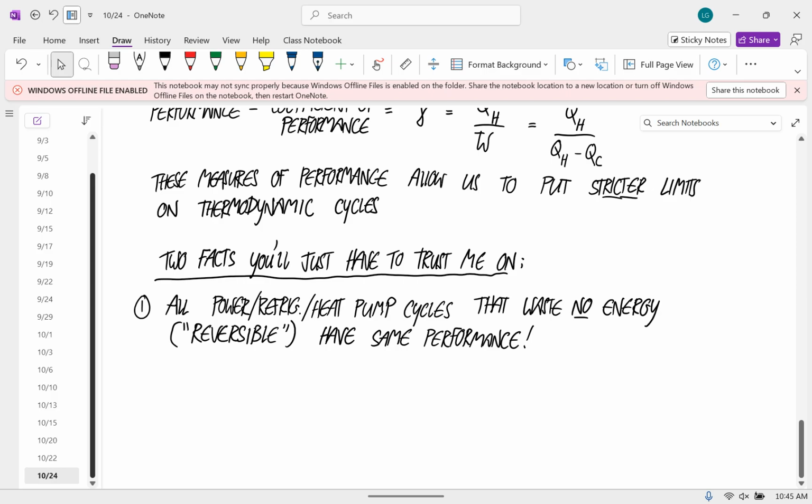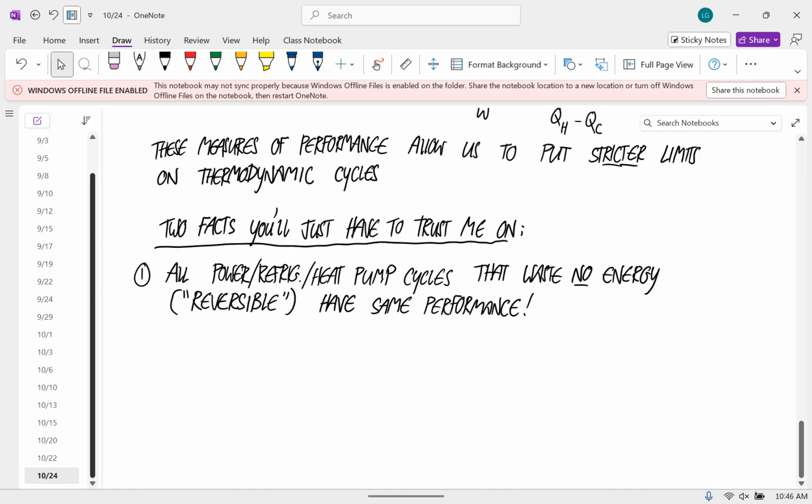Professor, isn't power the one where the performance is locked from 0 to 1, and the other ones can be more efficient than one? Well, it's not more efficient. It's just the way we're measuring it. It doesn't mean that it's more efficient, but the performance values can go over 1. Okay.